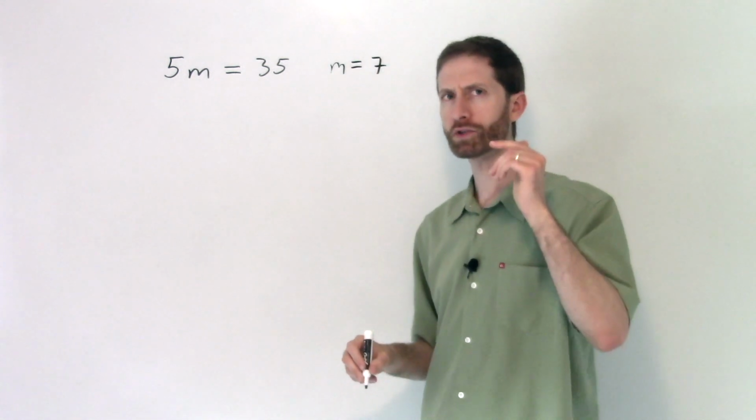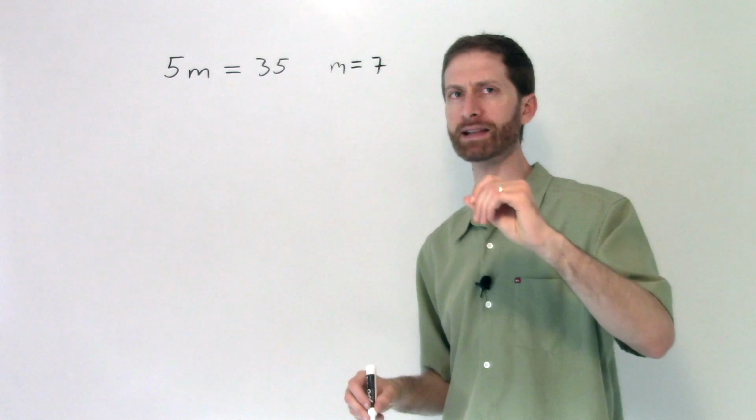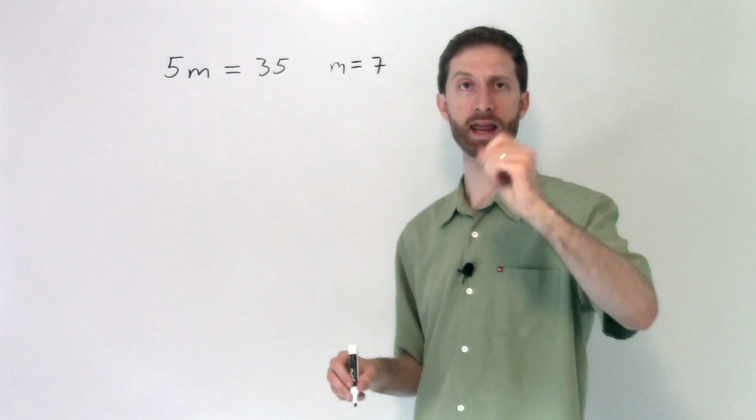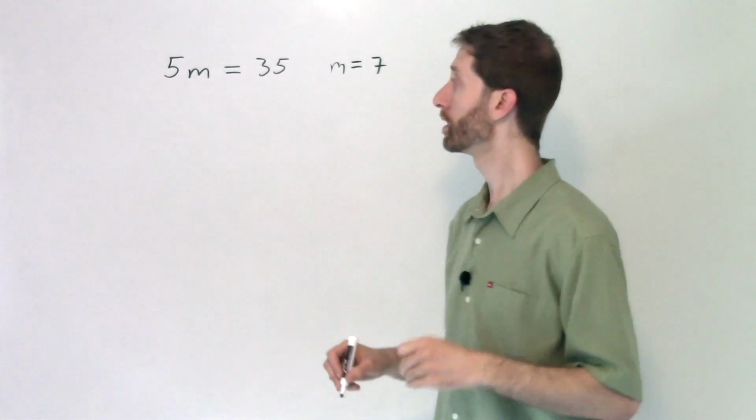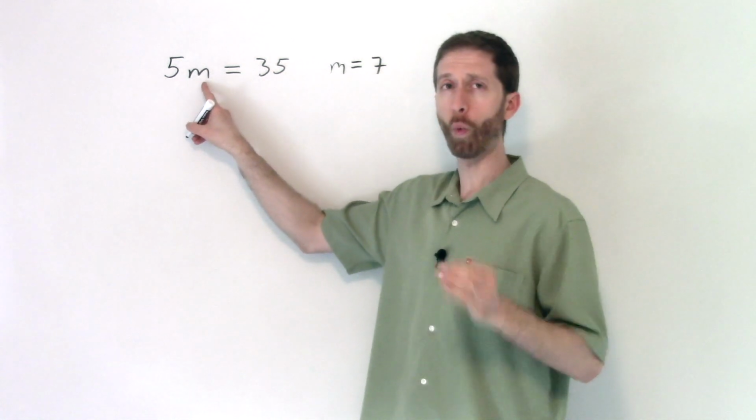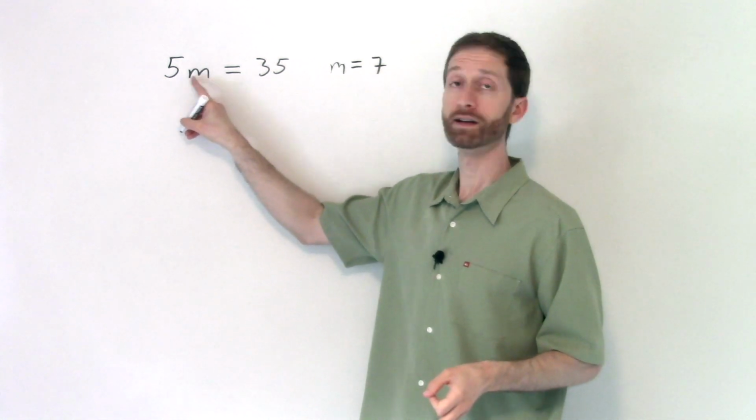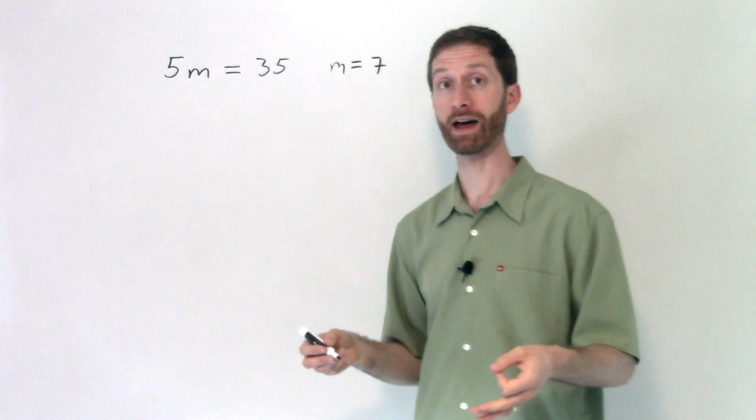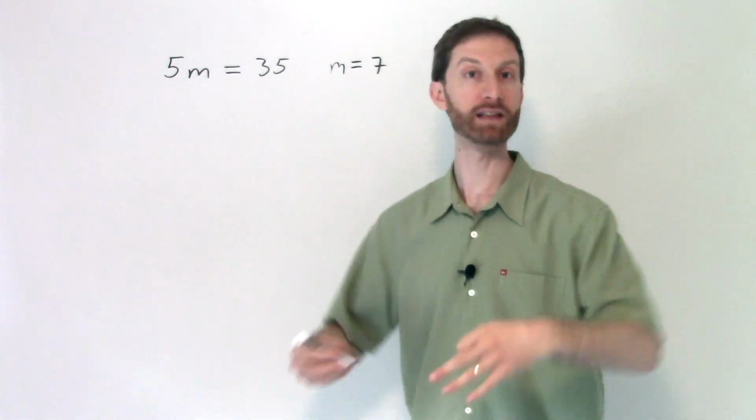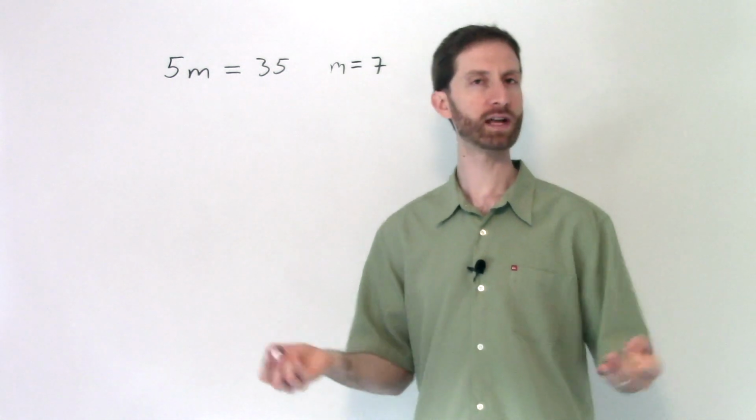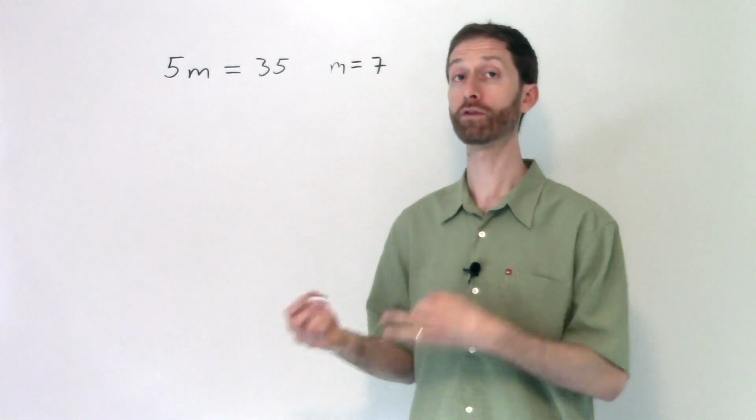Now, if you listen to what we just stated, it makes sense that we need to divide to get m alone to solve for it. The reason being is we said what number, this guy, times 5 gives me 35. That is literally the definition of division. So it makes sense that we would divide to solve for m.